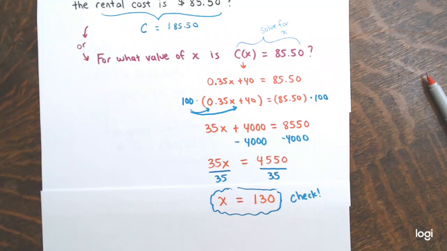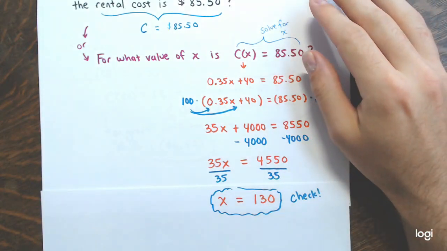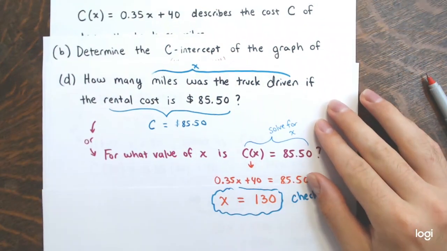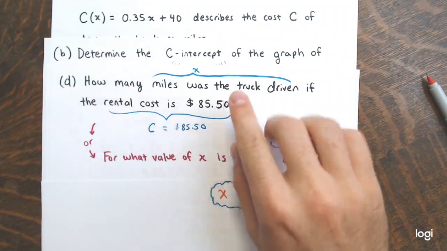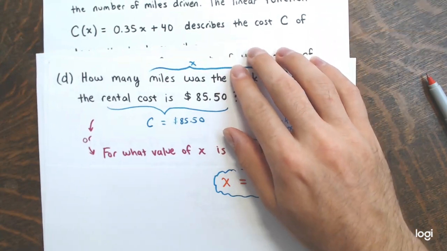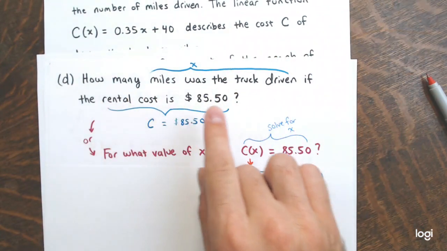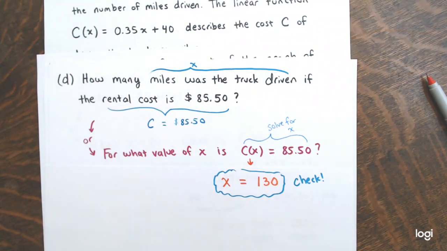But again, it's not the answer. All right, it's a word problem. I want to write my answers in full and complete sentences and throw units on my numbers so that they have actual meaning. What does the 130 mean? All right, so remember the question. The question was, part D, how many miles was the truck driven if the rental cost is $85.50? So I'm going to write that there.